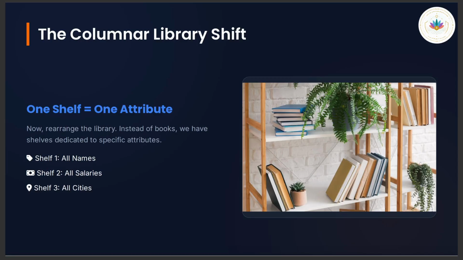So you decide to rearrange the library entirely. Instead of organizing by customer, you organize by attribute. You dedicate shelf 1 exclusively to names, shelf 2 stores only salaries, and shelf 3 stores only cities. Now, when the CEO asks for the average salary, you don't touch shelf 1 or shelf 3 at all. You walk straight to shelf 2, scan it from left to right in one continuous motion, and calculate the answer. This is the core philosophy behind column storage. Each shelf contains exactly one attribute.